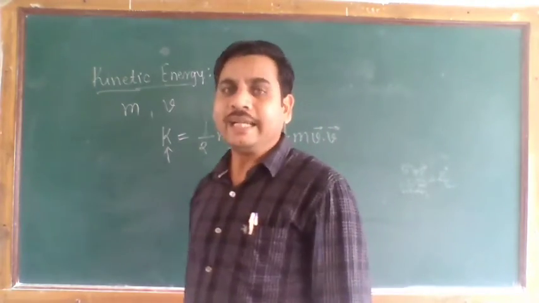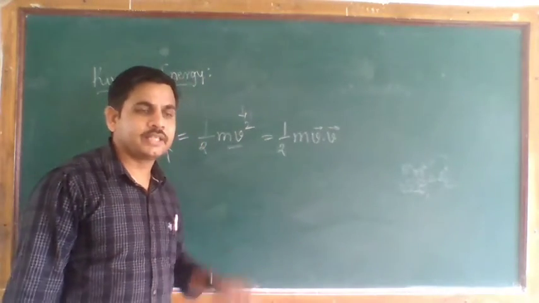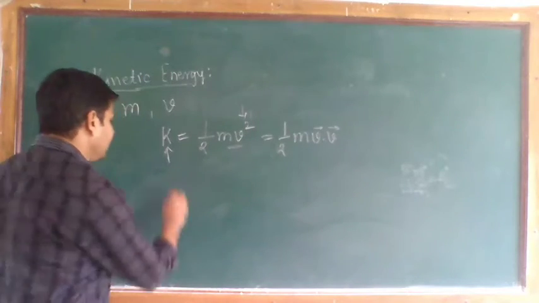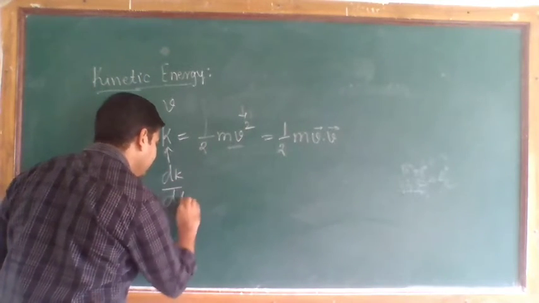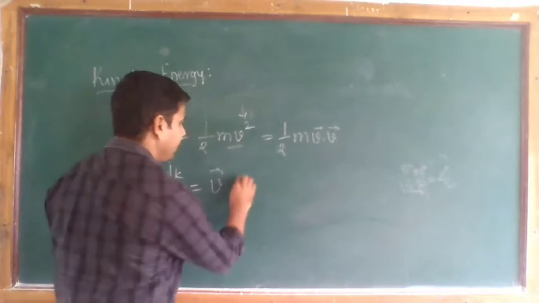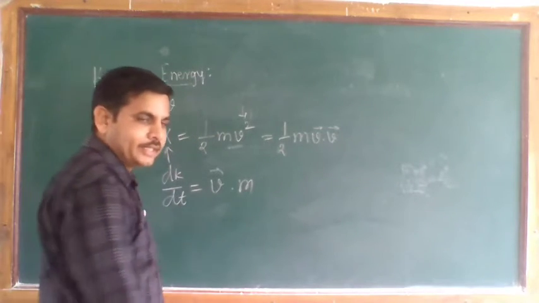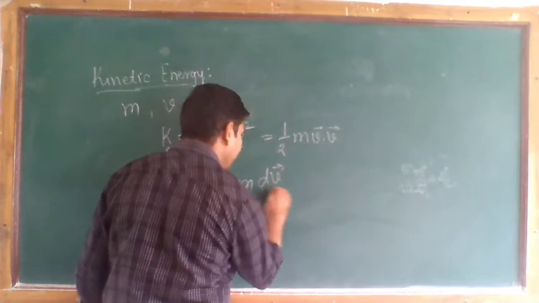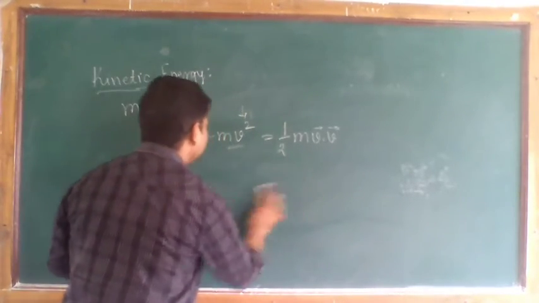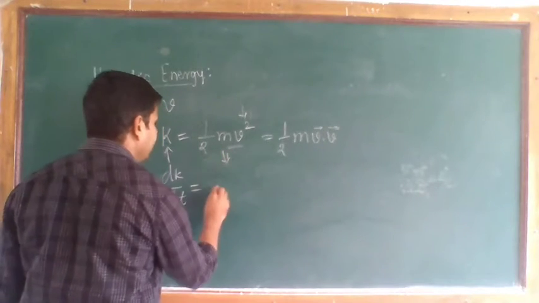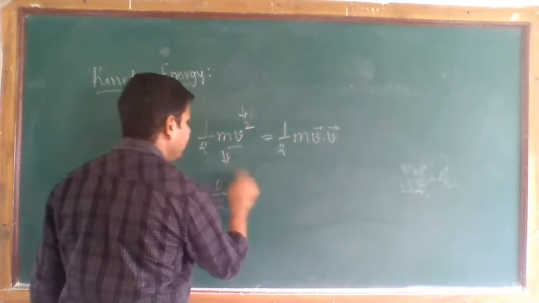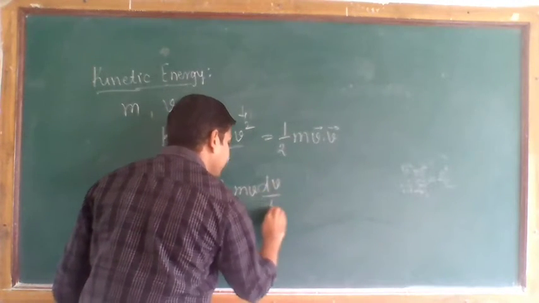To check that condition, we have to differentiate this equation with respect to time. Then you get dK by dt, which is equal to v into m dv by dt. Or from this equation we can also write the 2 here, 1/2 m v into dv by dt.